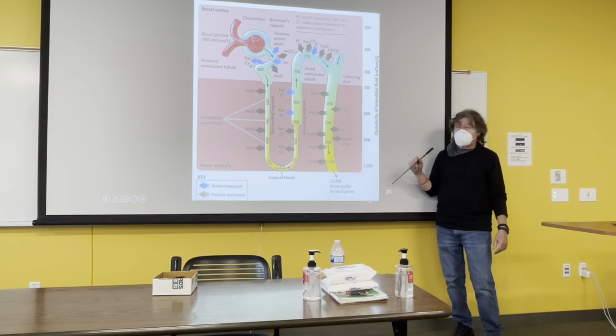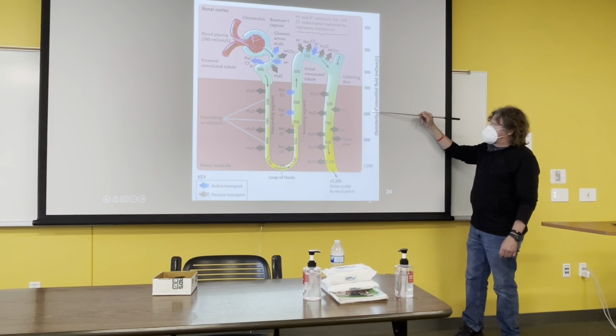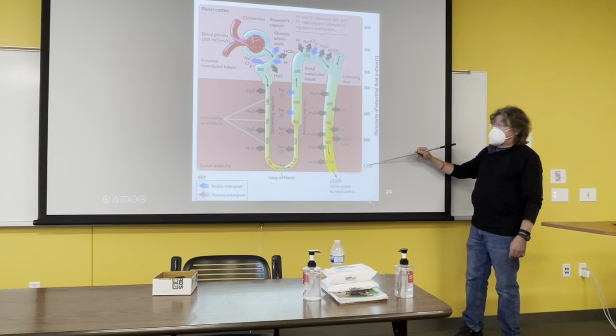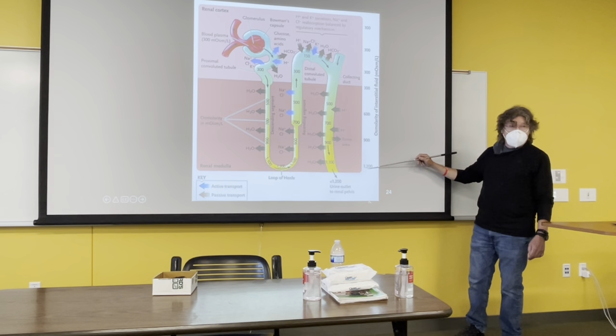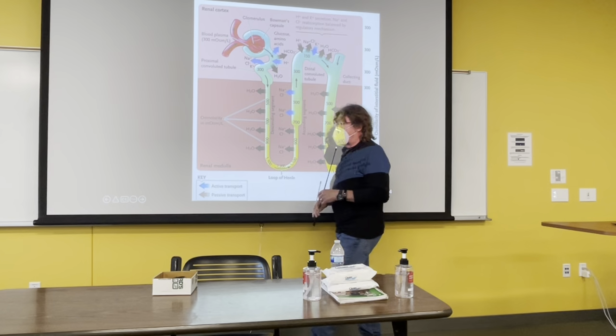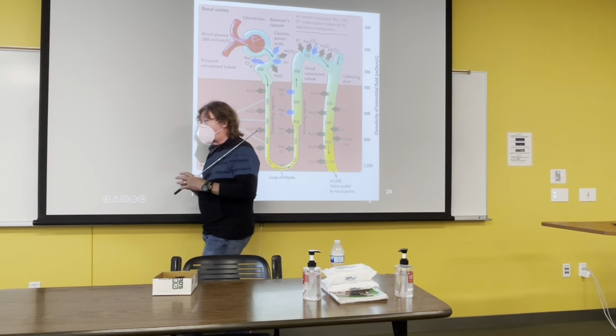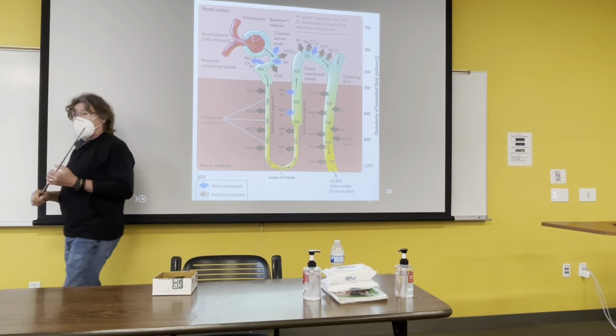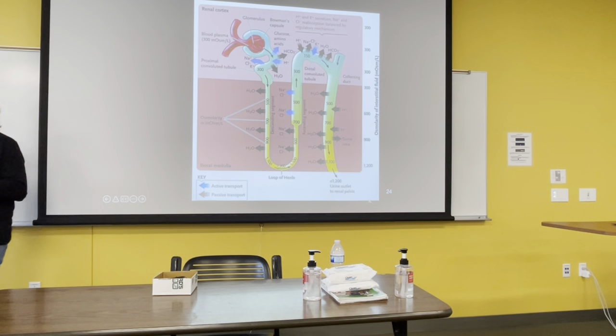Sodium chloride ions, and it gets more and more concentrated the deeper into the medulla you go. Now one of the important things about the descending loop of Henle is that it is impermeable to salt, but permeable to water. How can it be permeable to water? Because the plasma membranes of the epithelium have a large number of aquaporins.